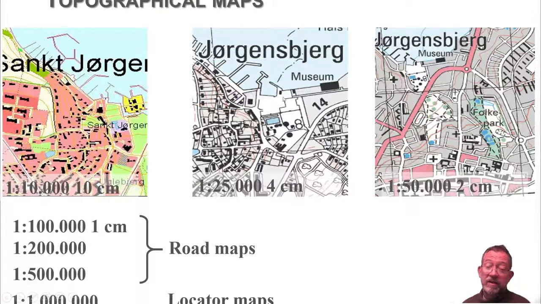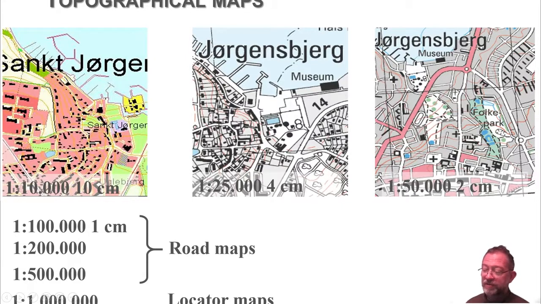If we look at these three classical topographical maps of Denmark, we have a 1 to 10,000 map where we have the smallest details. This is the most detailed map of Denmark. So we have the individual buildings, outhouses, small paths, and so on. The classical paper map, the 1 to 25,000 map, or the 4 centimeter map, because 1 kilometer equals 4 centimeters on the map. We have all the main buildings, the property boundaries, and so on.